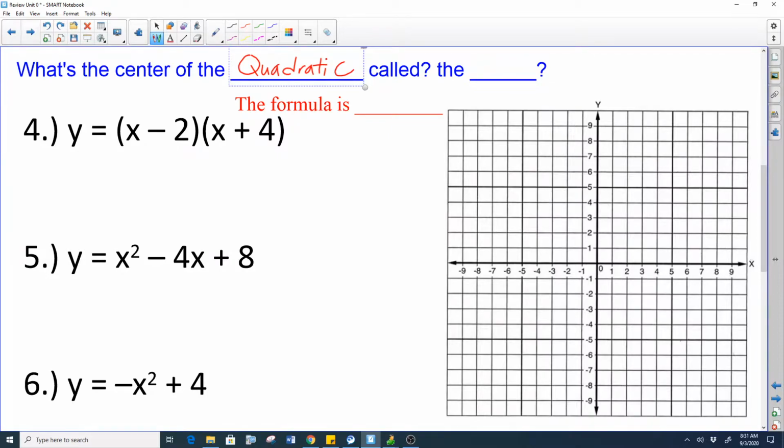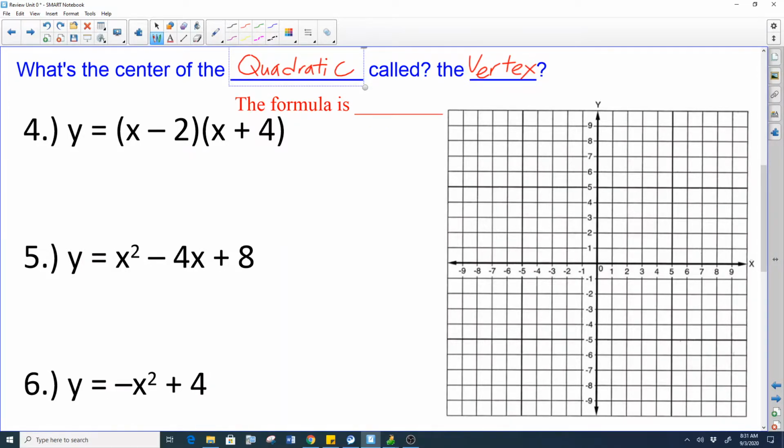Quaid. Okay, so do you get what the center of the quadratic is called? Starts with a V. The vertex. Nailed it. So go and write that down.